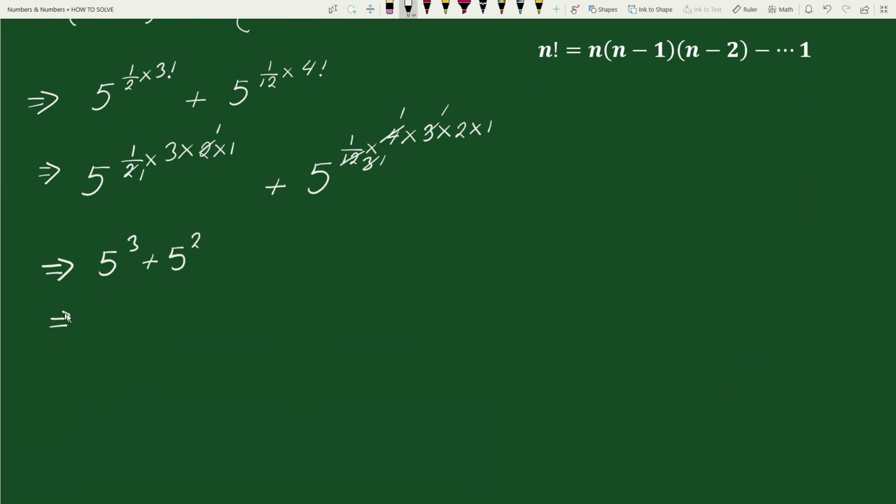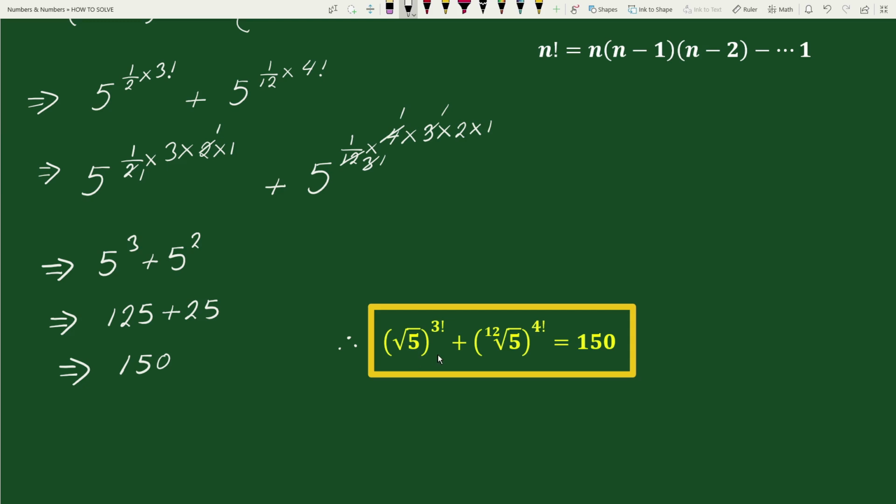This equals 5 to the power 3, which will be 125, plus 5 to the power 2, which will be 25. This equals 150. Therefore, (square root of 5) whole to the power 3 factorial plus (12th root of 5) whole to the power 4 factorial equals 150. This is our solution.